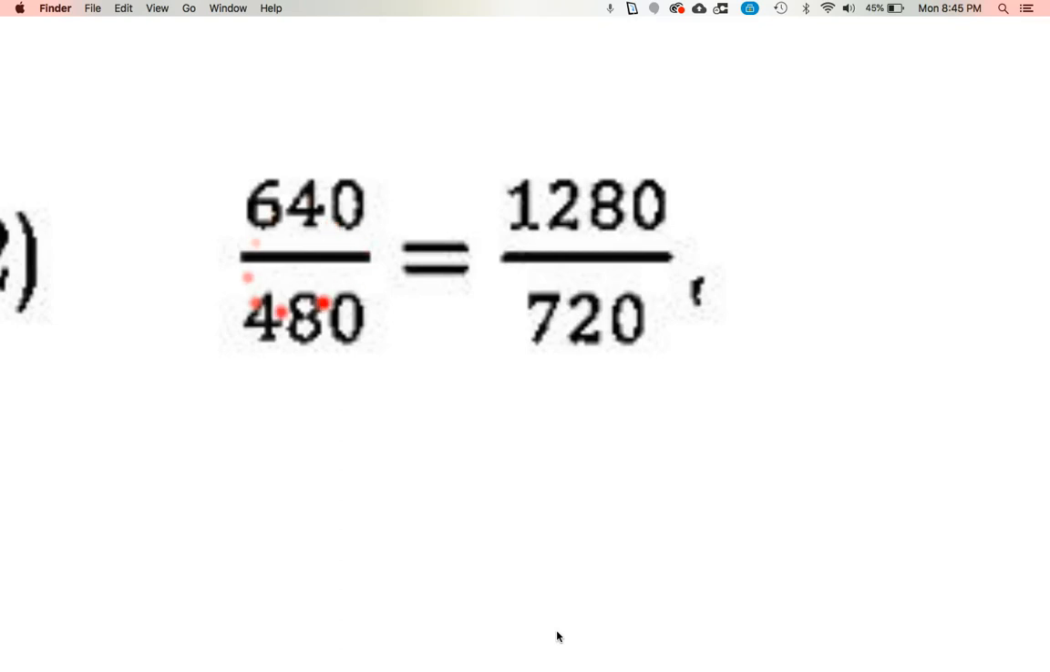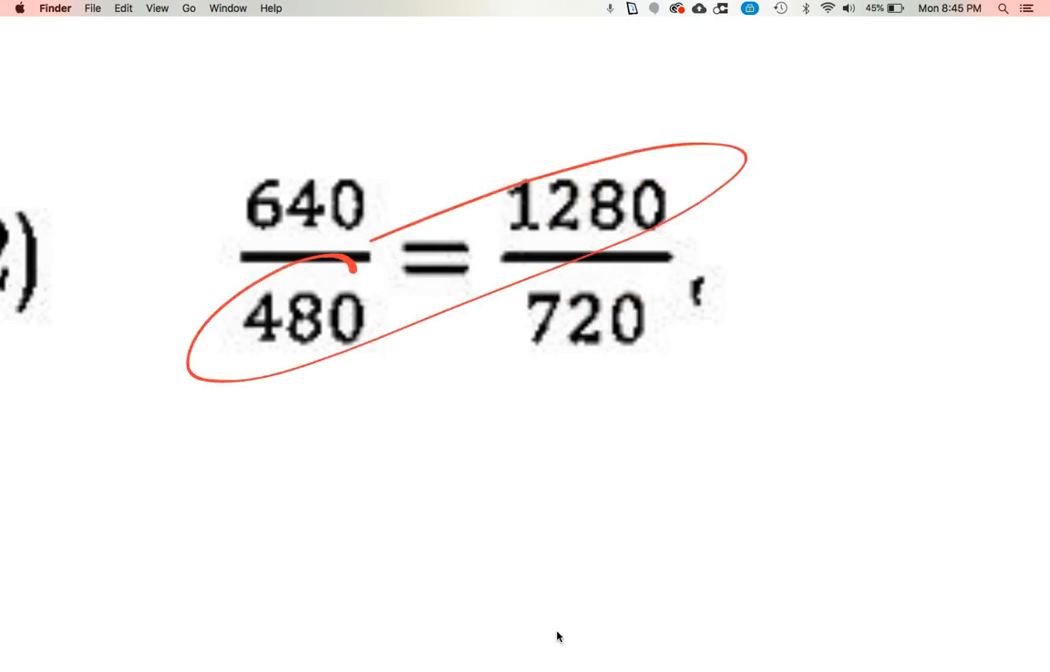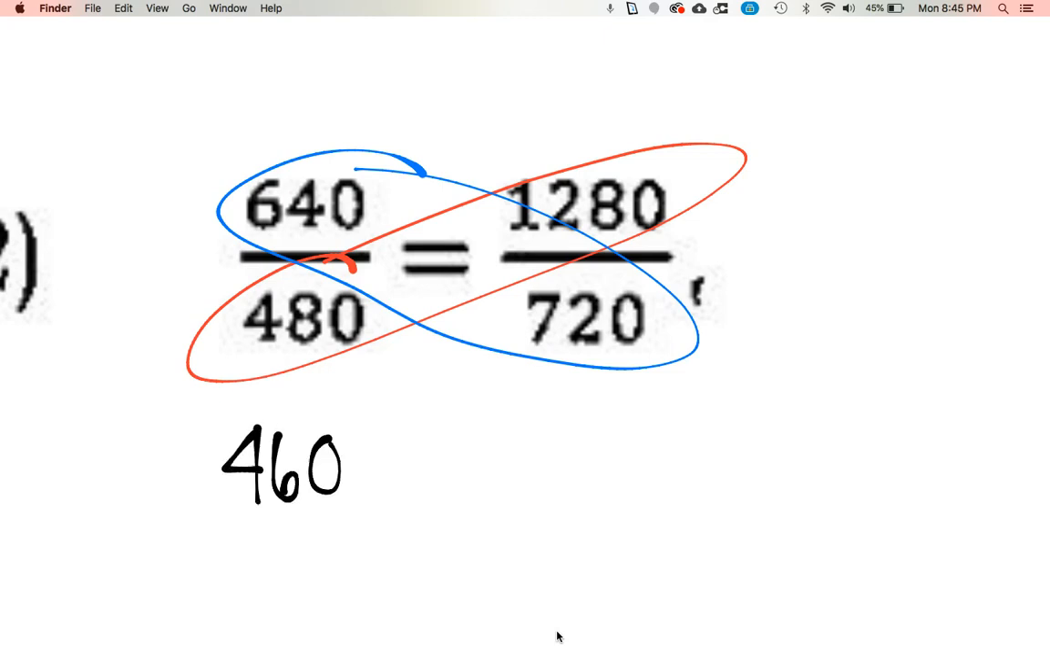So is this just a smaller version of this? So if we do our cross products, let's use a color there. Doesn't matter which one you do first. 640 times 720. We get 460,800.